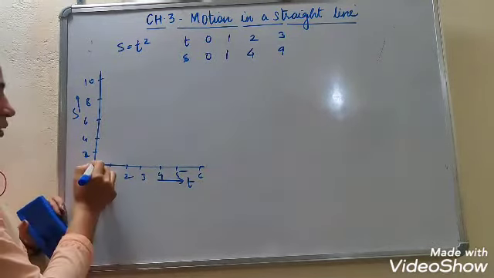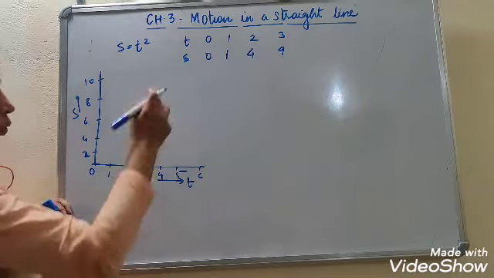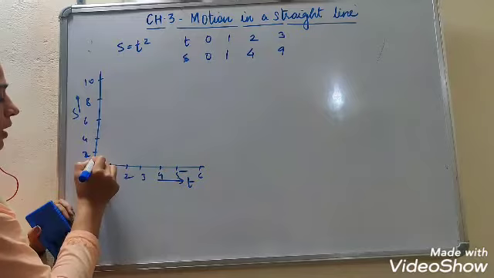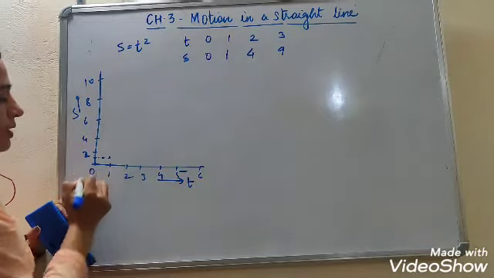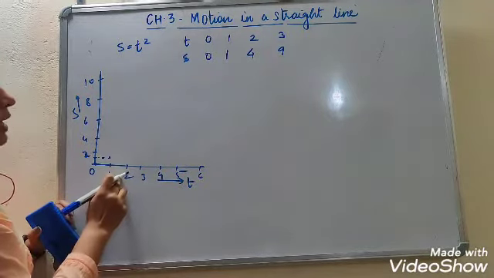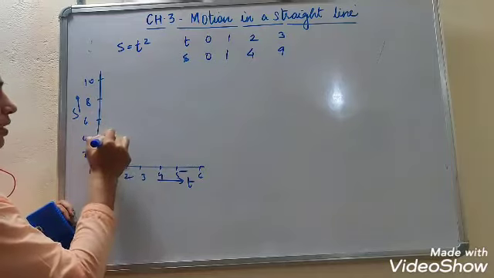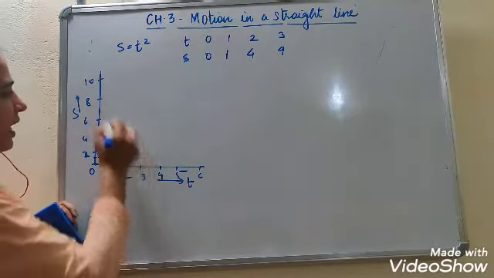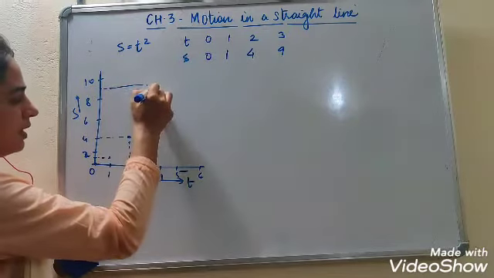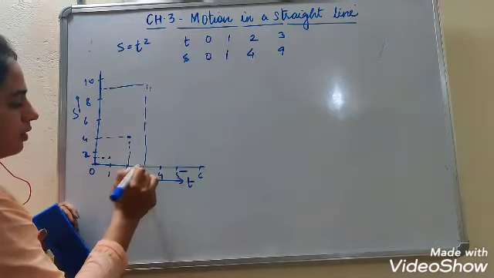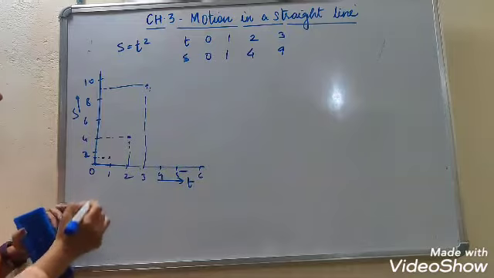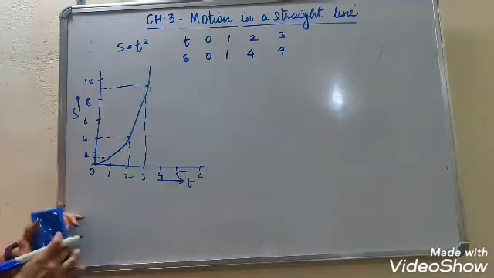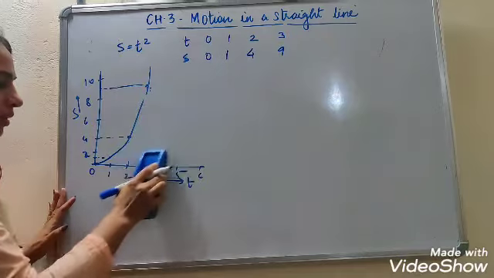So when time is 0, distance is 0, we got one point. When time is 1, distance is 1, so this will be 1. Okay, this is the other point. When time is 2, distance is 4. Okay, so for time equal to 2, distance is 4. This is the other point. When time is 3, distance covered is 9. Okay, so this is the other point. So what kind of graph are we getting? See, if we join all the points, you're getting a curved graph, right?